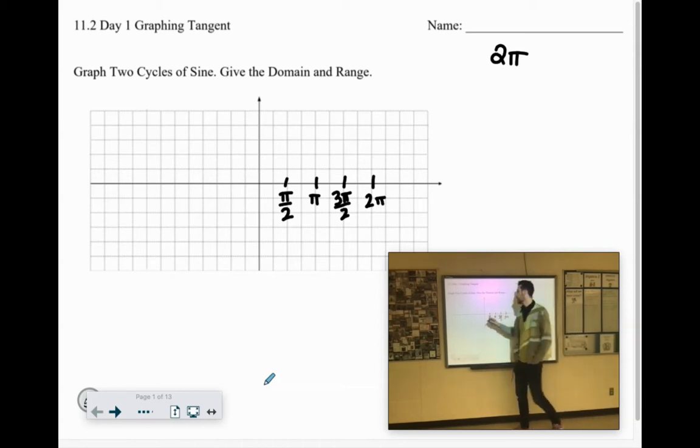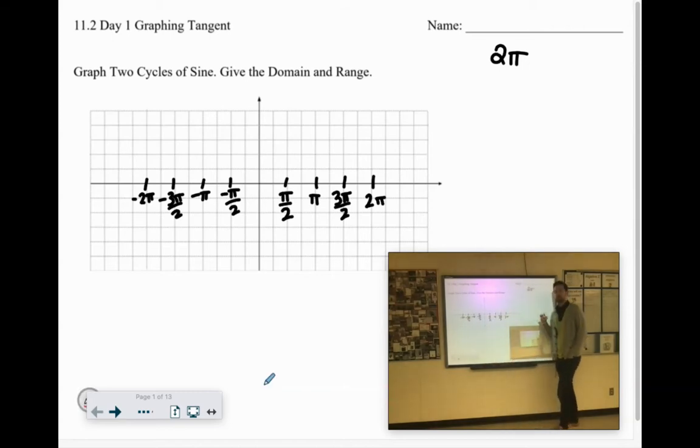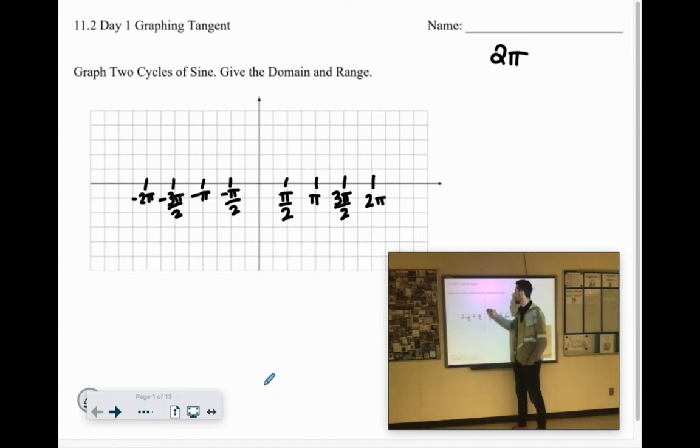We can go ahead and just take it over to the negatives. Negative pi over 2, negative pi, negative 3 pi over 2, and negative 2 pi. So remember, sine starts at the center of the graph. So let's call this 1, and we'll call this negative 1. Sine starts right at your center line, then it dips up to the maximum. Remember, you check your amplitude, and the basic sine graph just has an amplitude of 1.